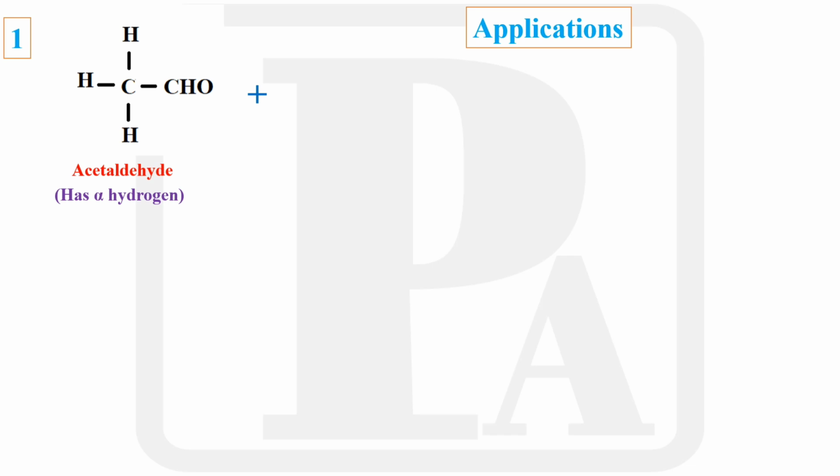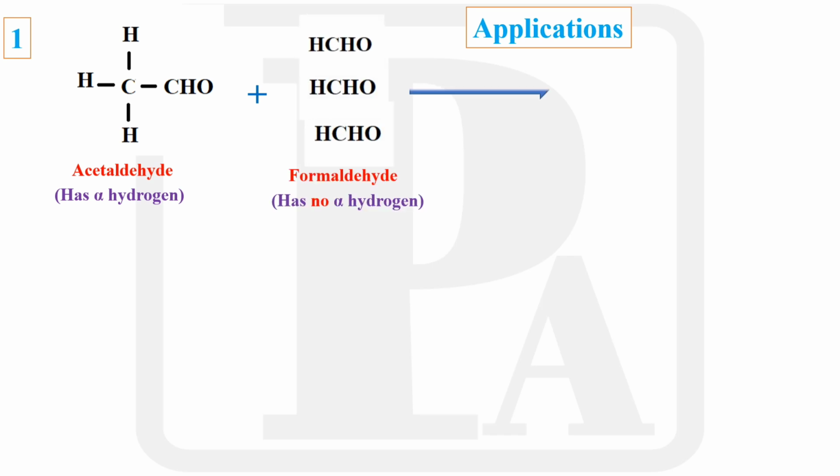So now we are going to see the applications of this reaction. So first we have taken acetaldehyde. What is acetaldehyde? CH3CHO. That is acetaldehyde that is having alpha hydrogen atom. And that has to react with the 3 molecules of formaldehyde, that is not having alpha hydrogen atom. This undergoes crossed aldol condensation.